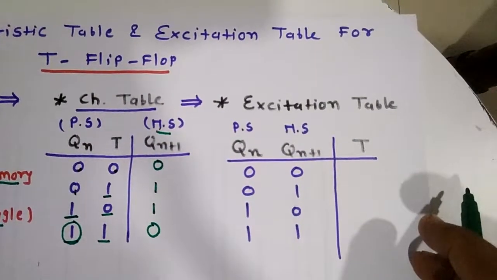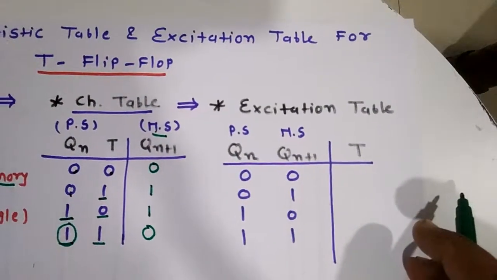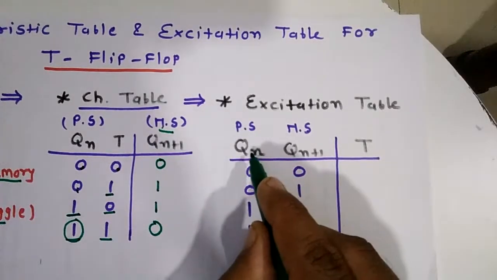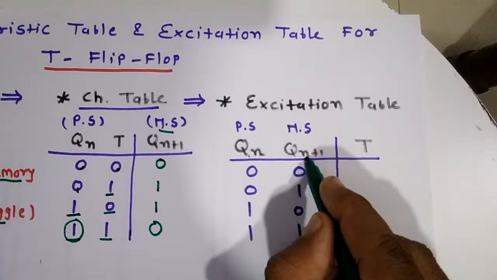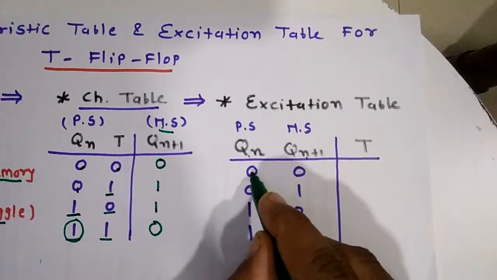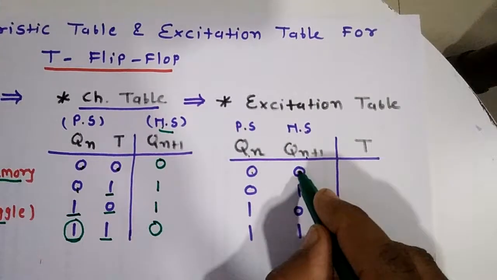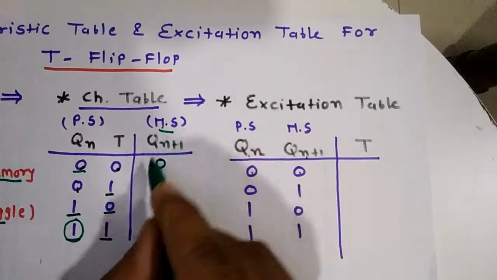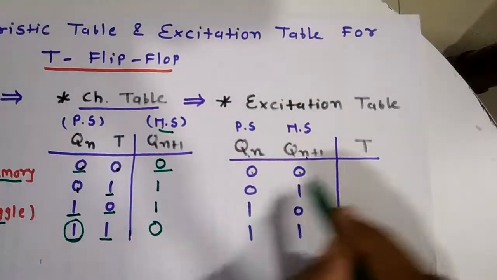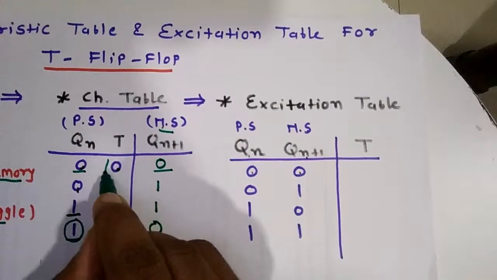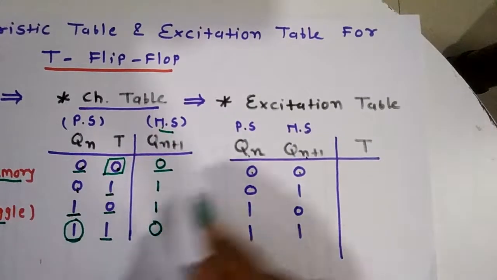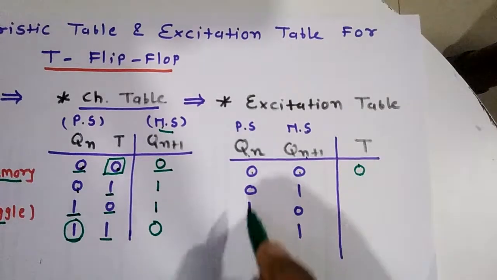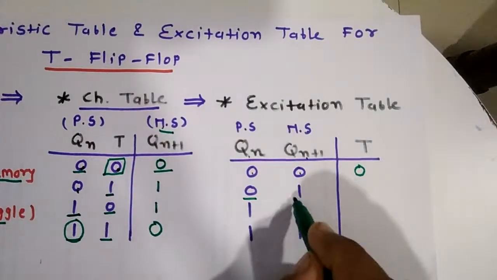After that we see the most important table, the excitation table. In the excitation table, we get two values, Q of n and Q of n plus 1. If Q of n is 0 and Q of n plus 1 is 0, what is the value of T? Your value of T is 0.